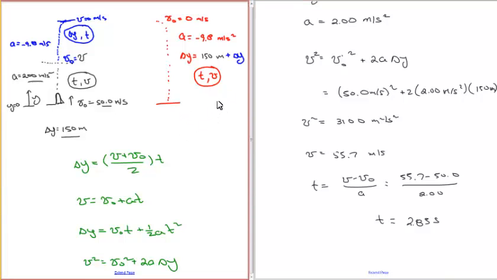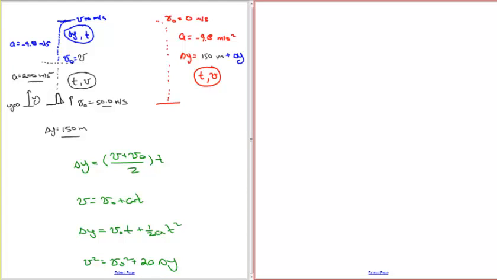Now, let's add a page. So we're going to do the blue part next. So what do we know about blue? Well, we know that the acceleration is negative 9.8 meters per second squared. We know that V0 is equal to positive 55.7, I think it was, 55.7 meters per second. And we know that V is equal to 0, because that's the peak. So now what we need to find is T and delta Y.